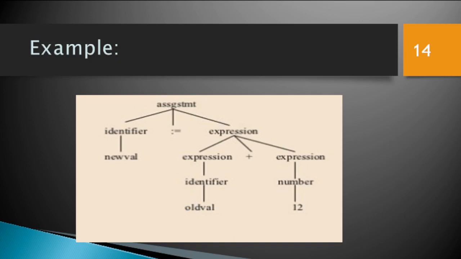In the syntax tree, we have new value, old value, 12. New value and old value are identifiers. These are the children of the syntax tree, and equal to and plus are the operators. Next, 12 is the integer value.